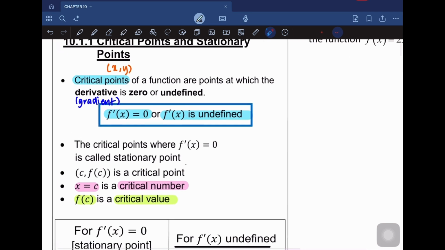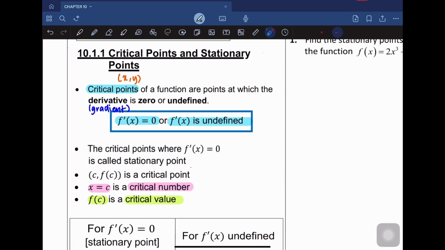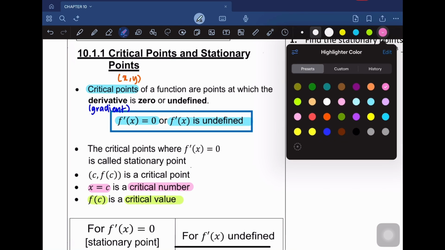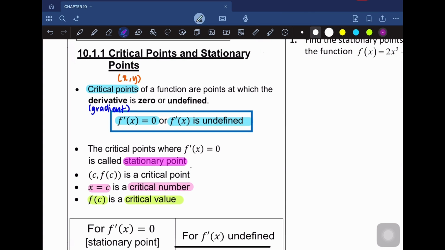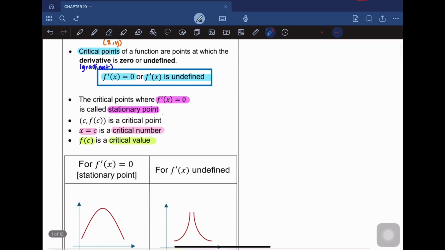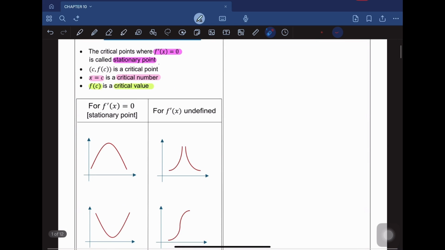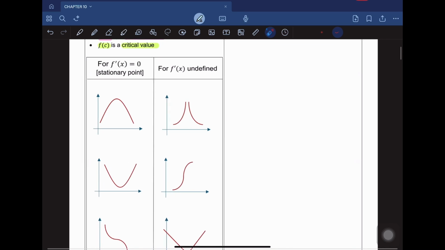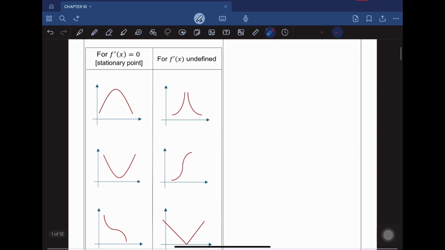What else do we need to know? Stationary points. Stationary points adalah critical points yang mana f prime x equal to 0. Basically if f prime x is equal to 0, dia adalah critical points and also stationary points. Let's see a few examples untuk kita punya graph yang mana diorang ada critical points.